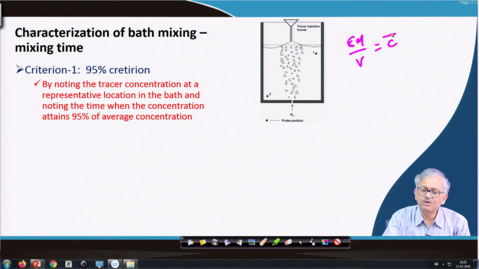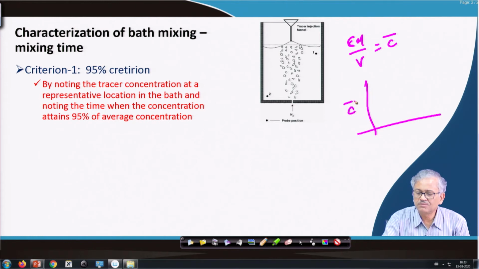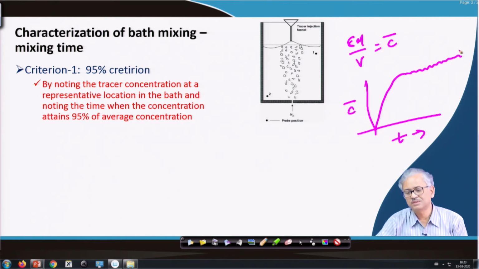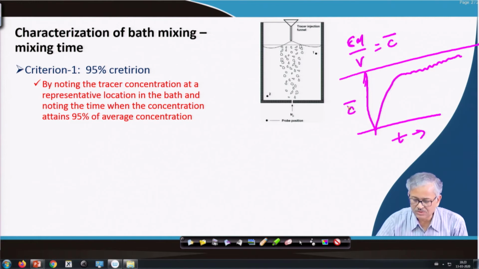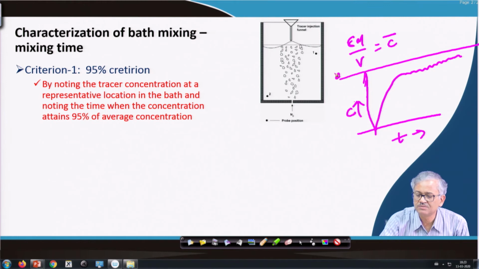So what I want to see is the time required if I plot the concentration versus time. Okay, and then I can have this type of plot, like this. Suppose this is the concentration here, and this is exactly the C bar.